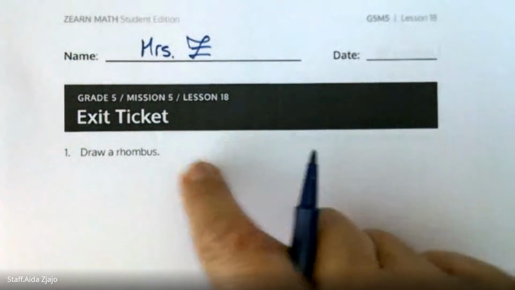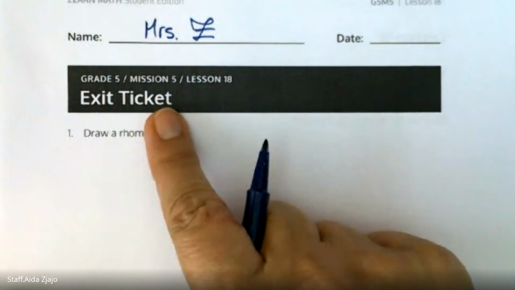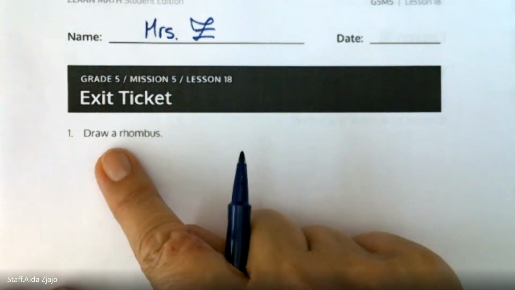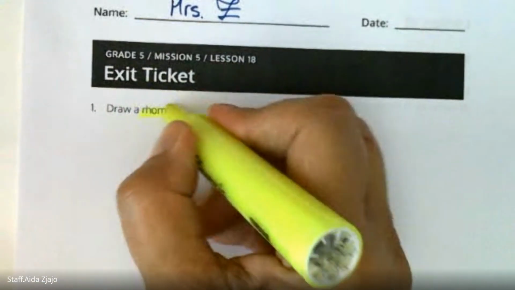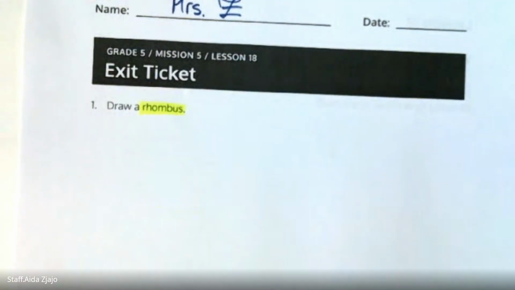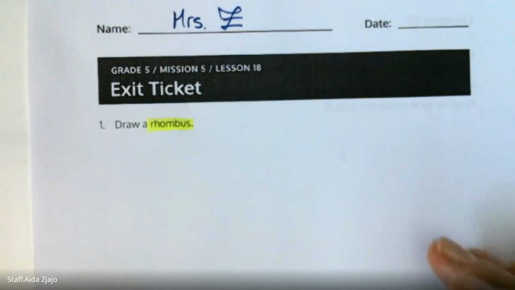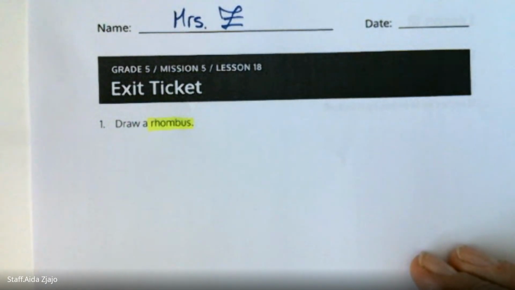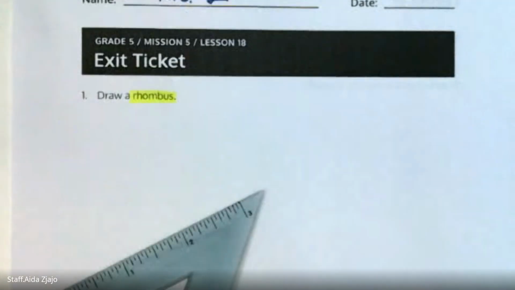Okay, today we have grade 5, mission 5, lesson 18, exit ticket. And this says, draw a rhombus. To be a rhombus, we need to know that a rhombus is a quadrilateral and also has congruent sides, which means same sides, same length. And then also opposite angles are congruent. So that's what you need to know.